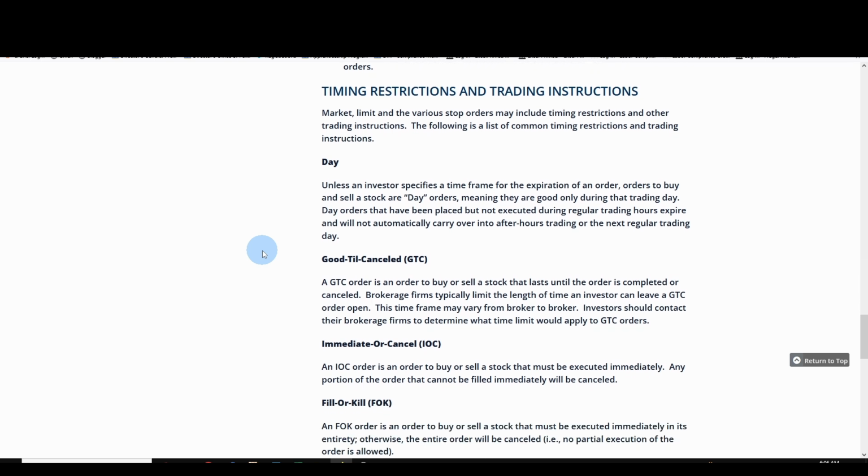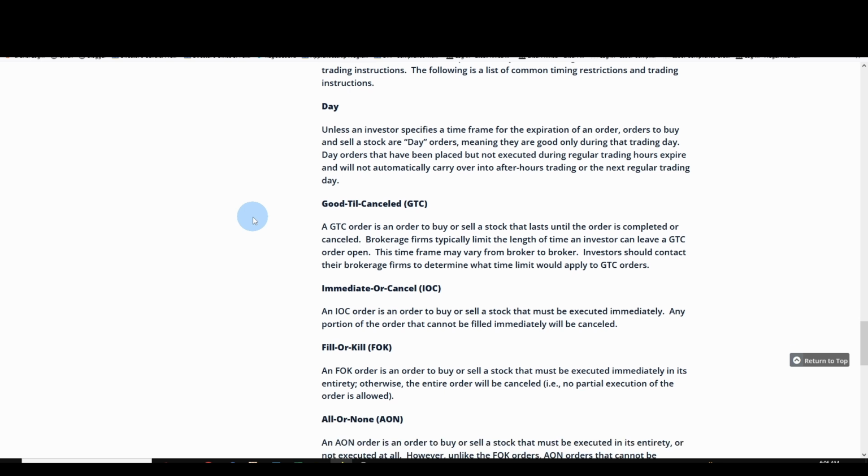Day. Unless an investor specifies a time frame for the expiration of an order, orders to buy and sell a stock are day orders, meaning they are good only during the trading day. Day orders that have been placed but not executed during regular trading hours expire and will not automatically carry over into after-hours trading or the next regular trading day.